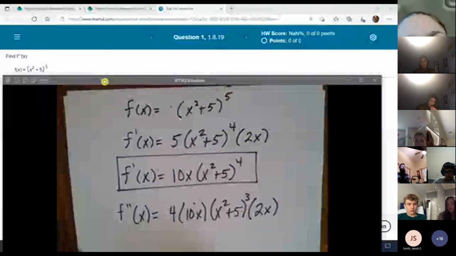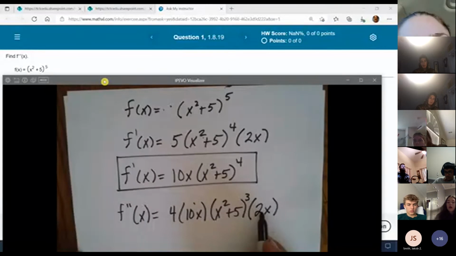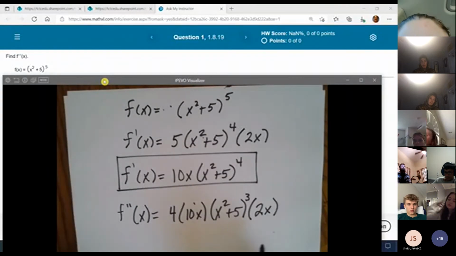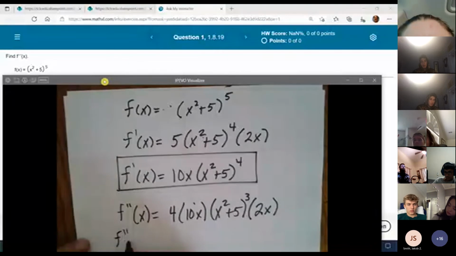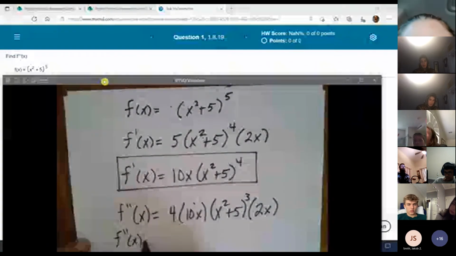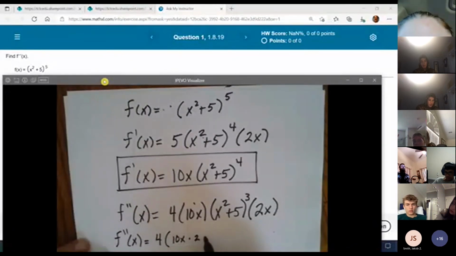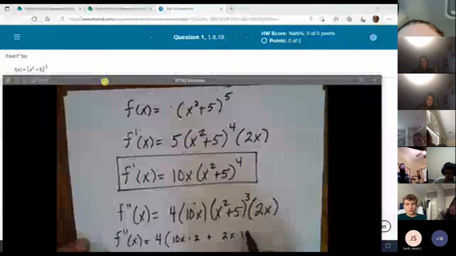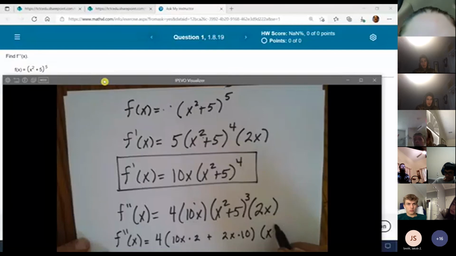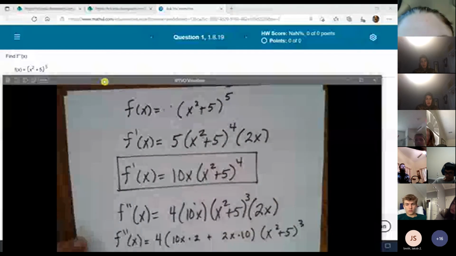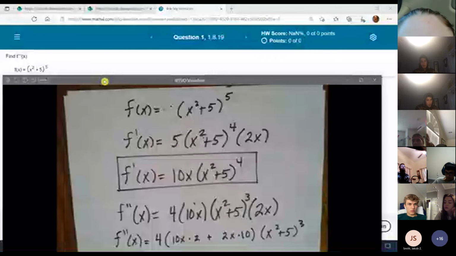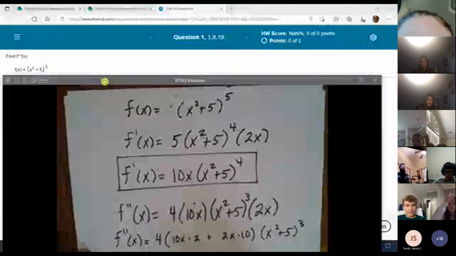And you got to do, these two are multiplied together. So you should be able to do it. I'll do it anyway. F double prime of x is equal to 4, and that'll be first times the derivative of the second plus the second times the derivative of the first, times x squared plus 5 to the third power. I still get 40x squared, or I don't know.